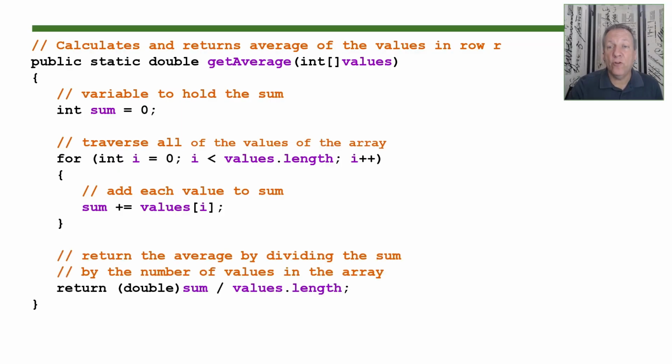Then after the loop is complete, we can return the average by dividing the sum by the number of values in the array. We'll use values.length. Notice we also cast sum into a double here, and that allows for decimals in our average, which might happen. And as you can see in the method header, this method is supposed to return a double anyway. All right, let's look at our next algorithm.